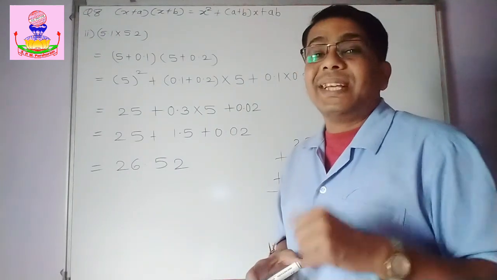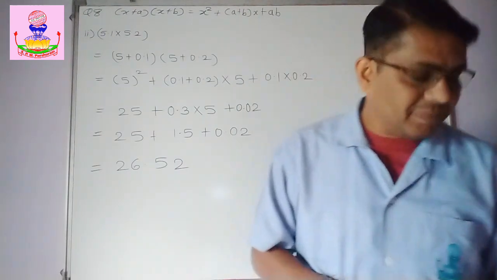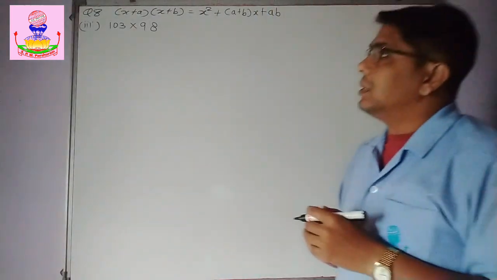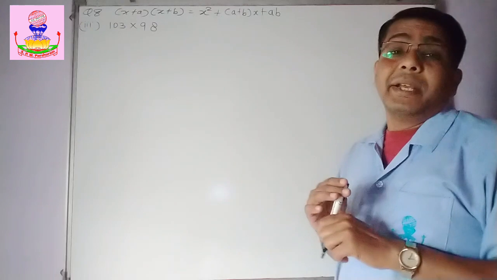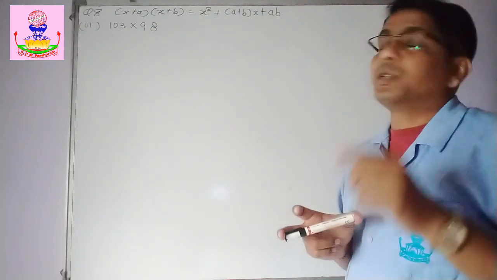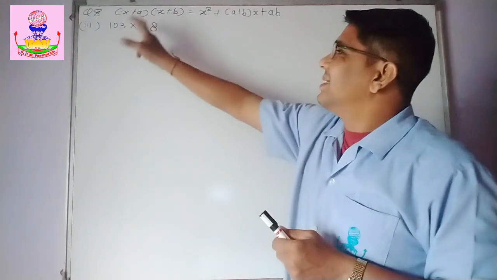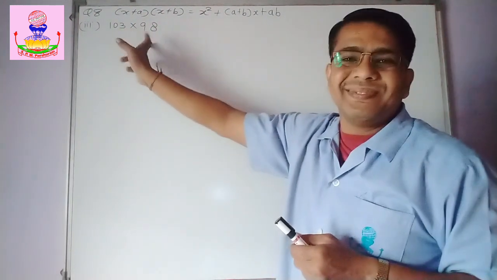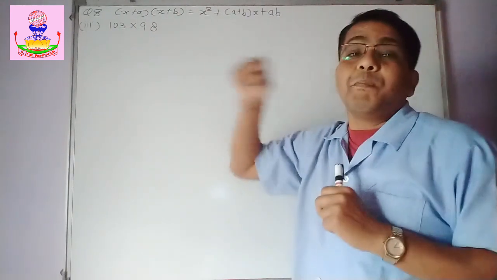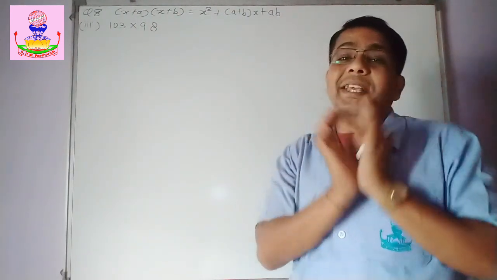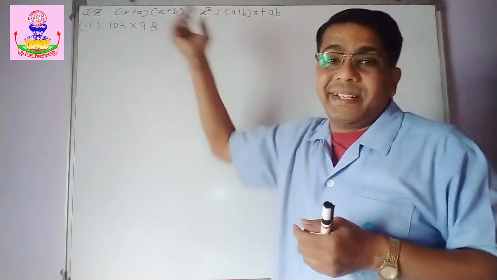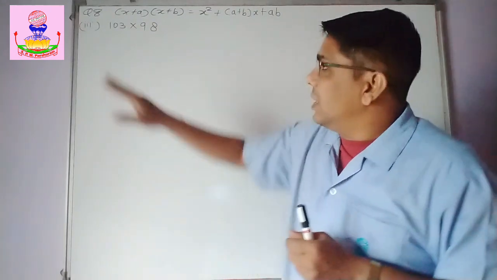Okay. Now, next question. Third question. Now see the third question. 103 into 98. Keep this in mind. When I am using such types of identities, first I should know the first term. When I express this as sum of two numbers, the first term has to be same. Then only it will help. Otherwise, I cannot use this identity. That is what the clue is.